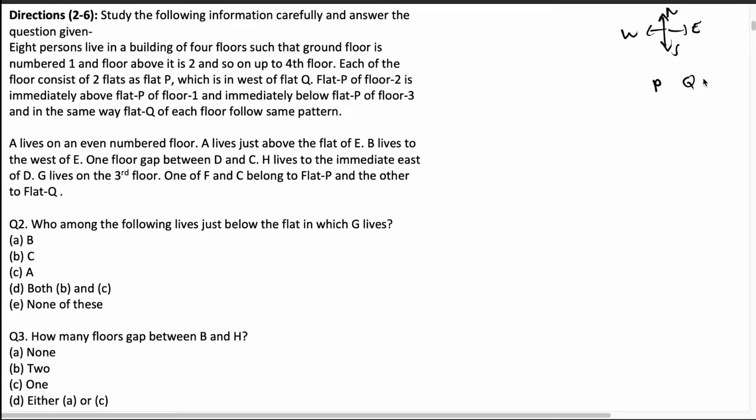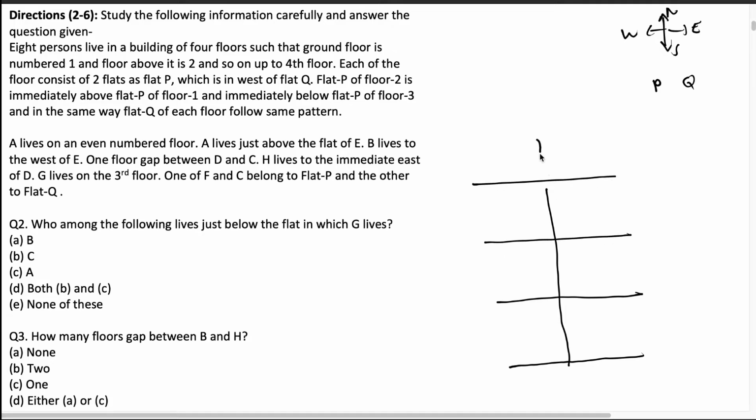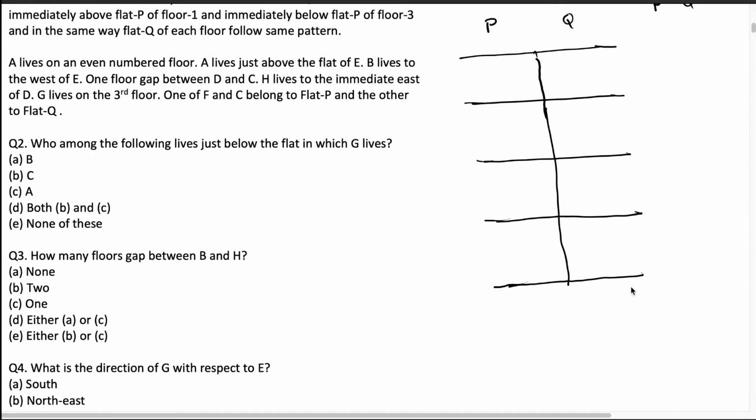Flat P of floor 2 is immediately above flat P of floor 1 and immediately below flat P of floor 3, and so on. So let's try and draw the diagram. So we will be having 4 floors. This will be first floor, this will be second, third, fourth, just over here. All the flats to the left will come under flat P, on the right will come under flat Q. So let me number the floors. It will be 1, 2, 3 and 4.